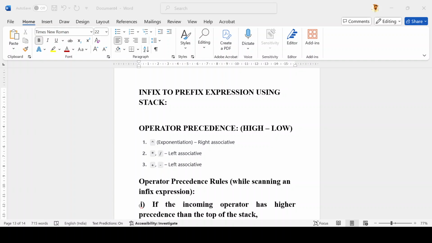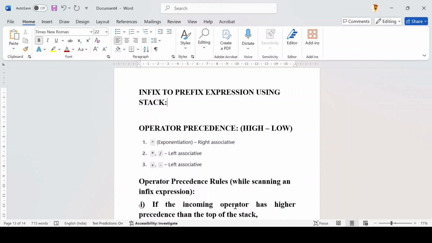In today's session, we are going to see how to convert an infix expression to a prefix and then postfix. In this video, we will cover how to convert infix to prefix using a stack.